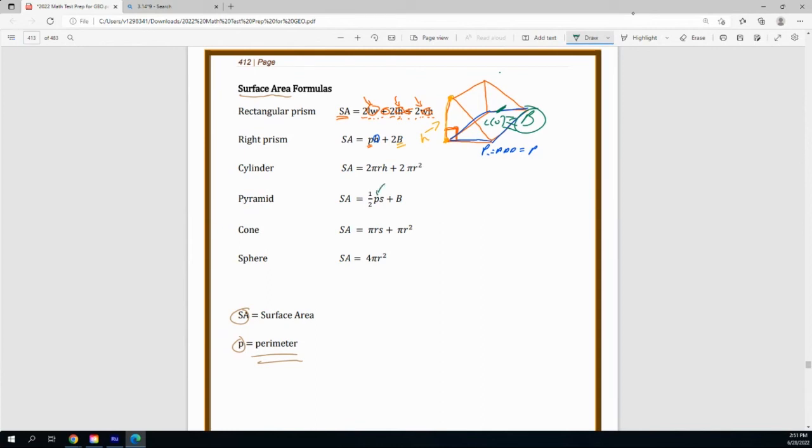You'll see that you have perimeter again for a pyramid. Remember the pyramid shape? Let's just say a pyramid. P is going to be the distance around the bottom of it. Big B is the length and width times each other. S, that's a side.